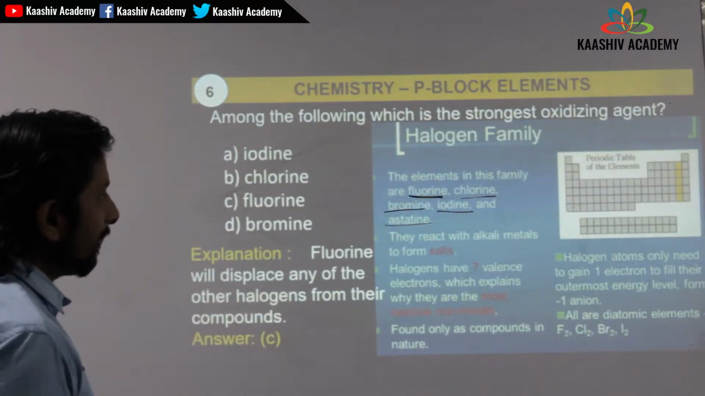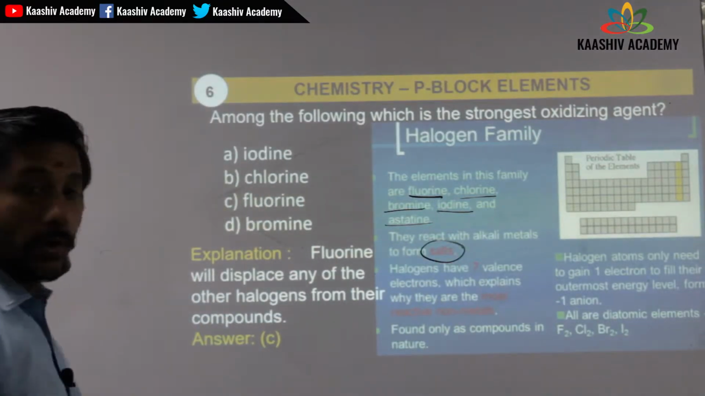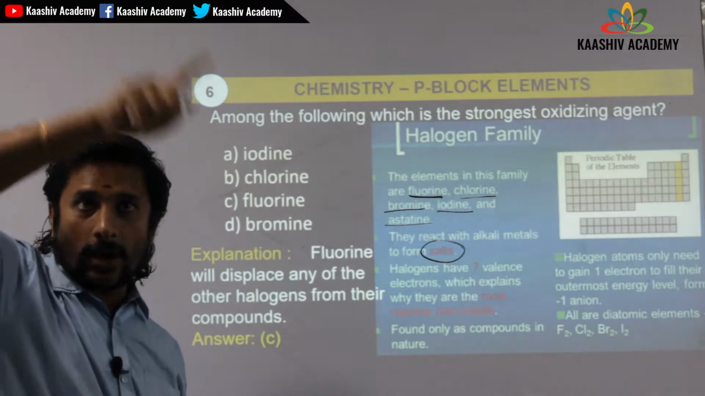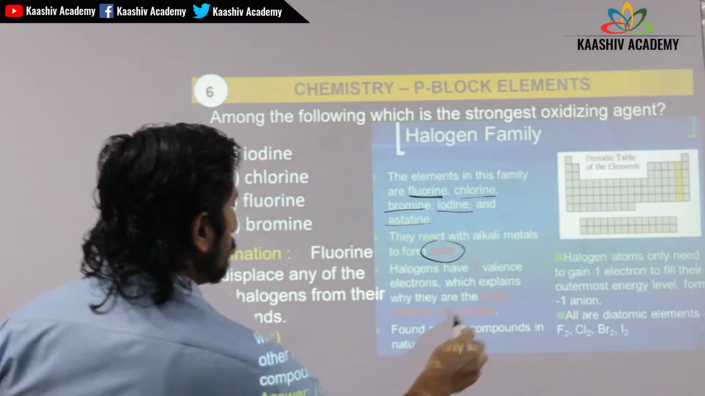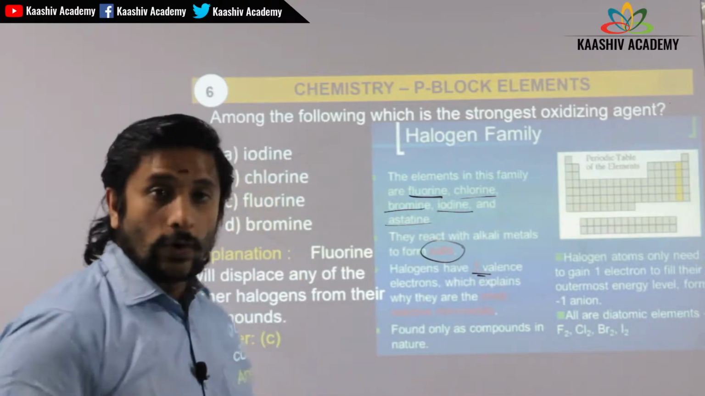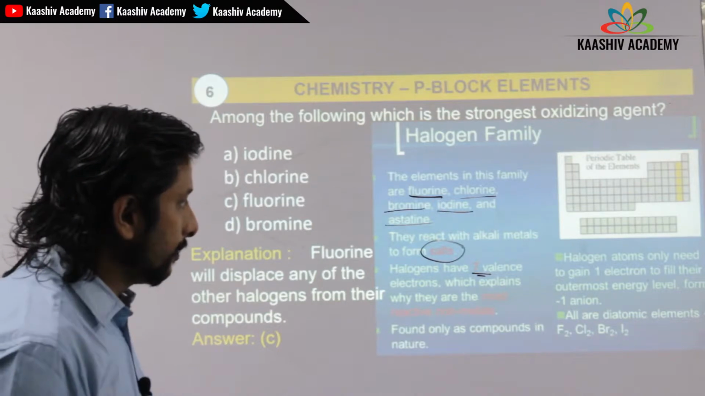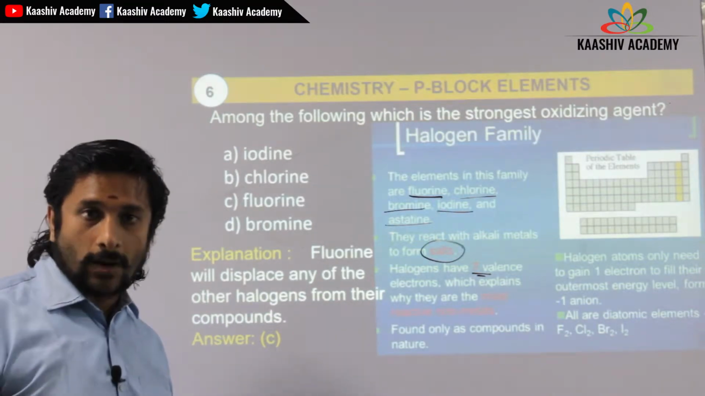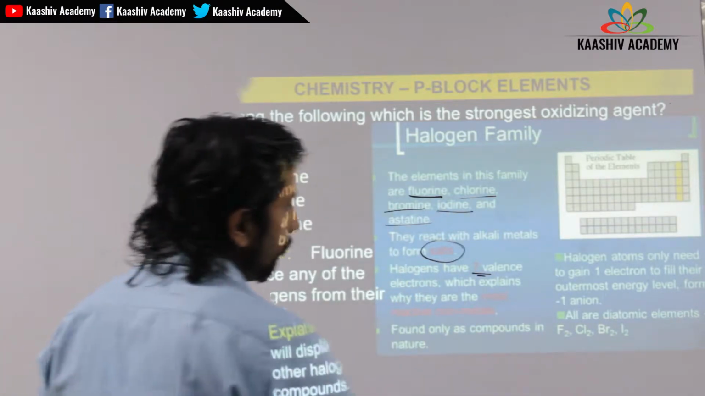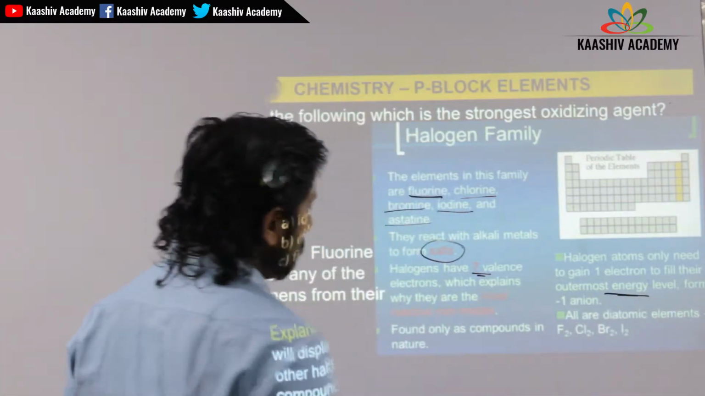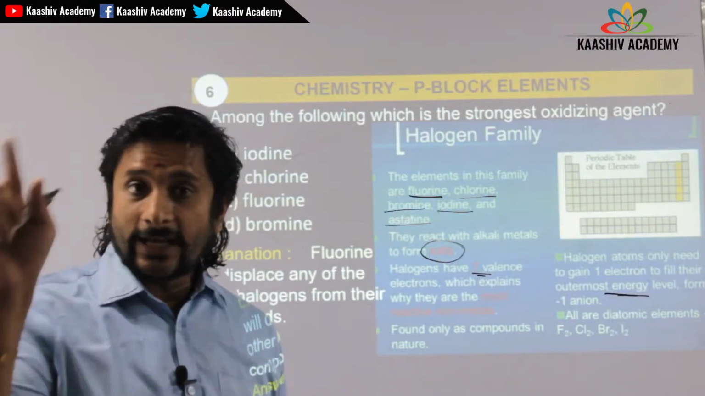They react with alkali metals to form salts, and they have 7 valence electrons in the outer orbit. This is one of the very important points. So 1 electron is pending, right? They are ready to gain that electron to form compounds. Halogen atoms only need 1 electron to fill their outermost energy level. They react easily with anything, and they are basically diatomic.